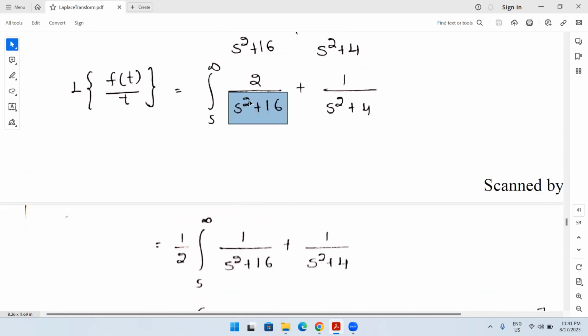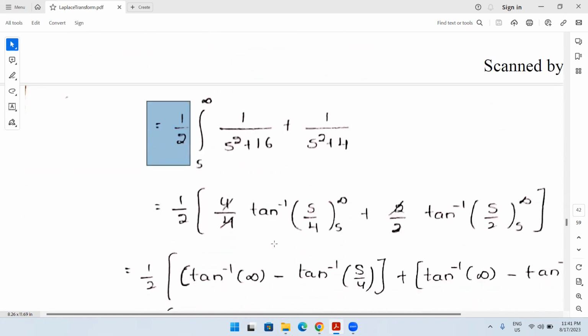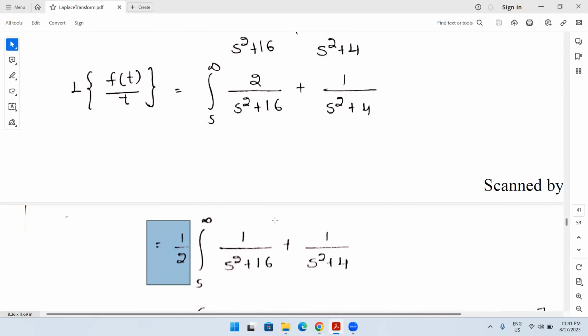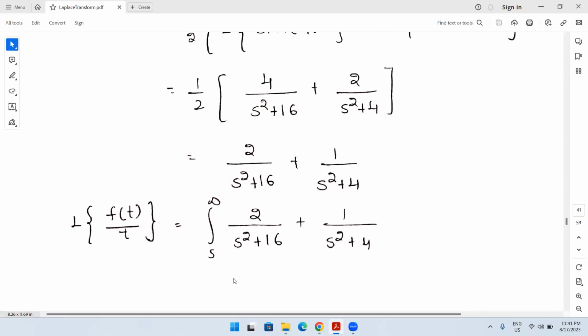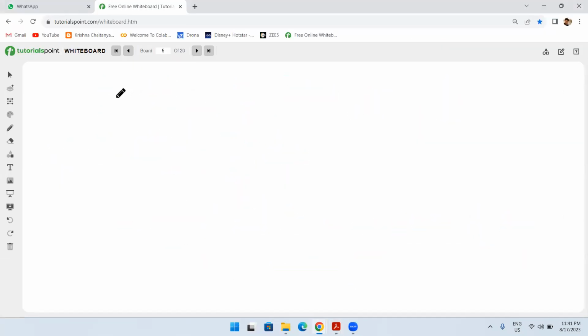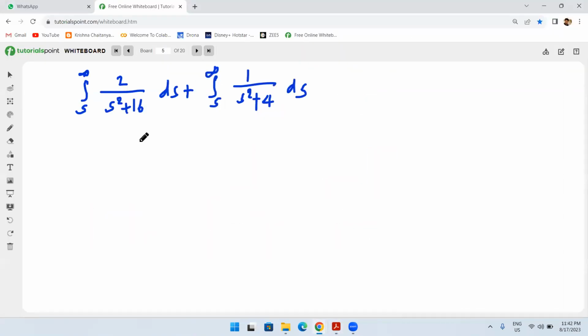We have taken 2 common, we are separately writing 1 by 2 here, something missing here actually. I'll tell you, this is not 1 by 2, something missing here. I'll explain here. So the integral s to infinity, here what do we get? 2 by s square plus 16 ds separately, plus integral s to infinity 1 by s square plus 4 ds separately. Here ds is missing, right. And here 2 outside.